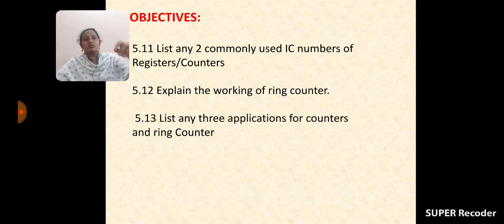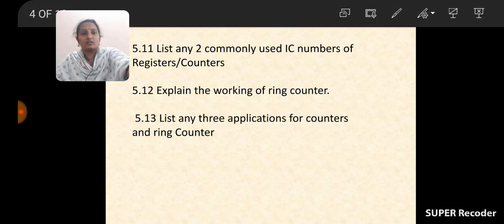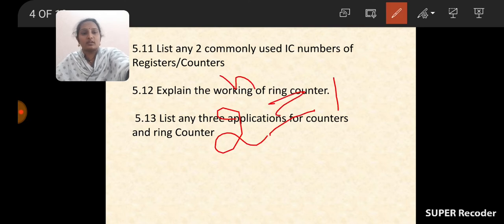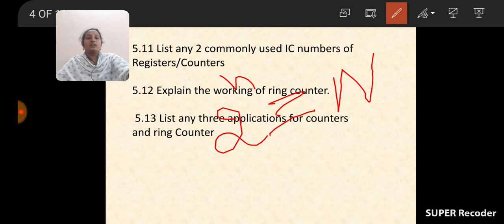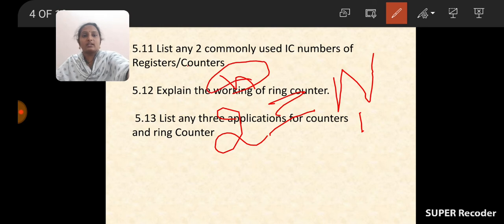In modulus counters they follow the formula 2 to the power of n is greater than or equal to N. Here capital N indicates the number of output states and small n indicates the number of flip-flops. Based on this formula, the modulus counters are designed.